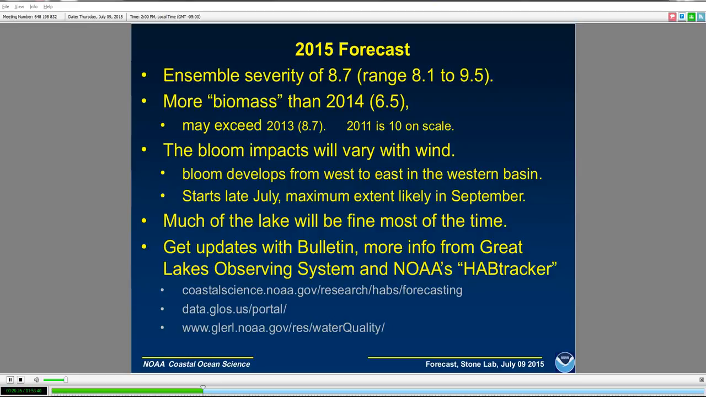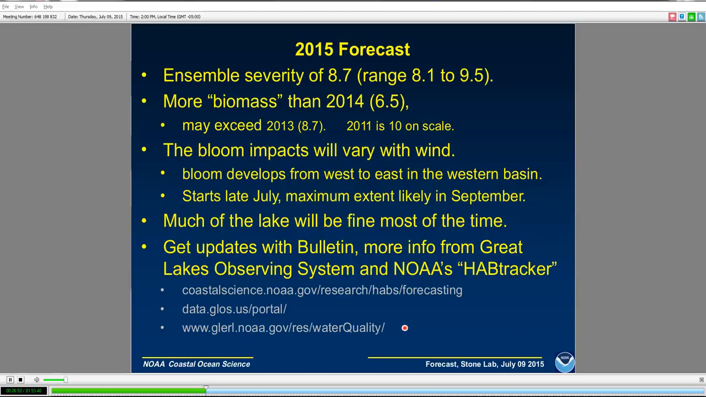It's possible to get updates with our bulletin. And if people are looking for more detailed information from various sensors and water monitoring systems, there are several sites. Of course, ours is to have forecasts, but there's also the GLOS data. Laura Johnson had mentioned that, data.glos.us is the portal, and Gallaro has their water quality sensors also available. So that captures the forecast this year. Thank you.